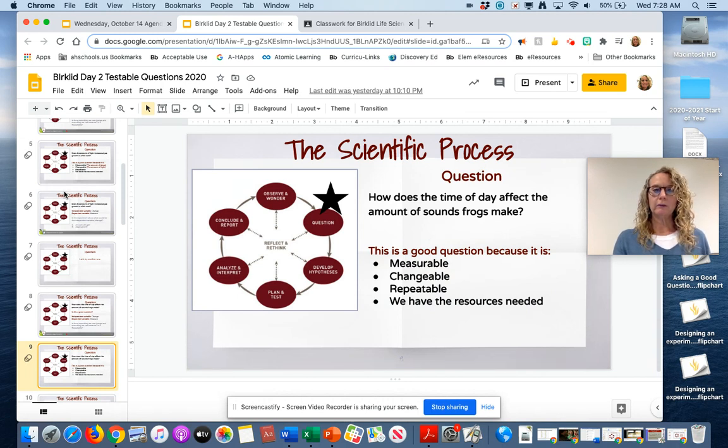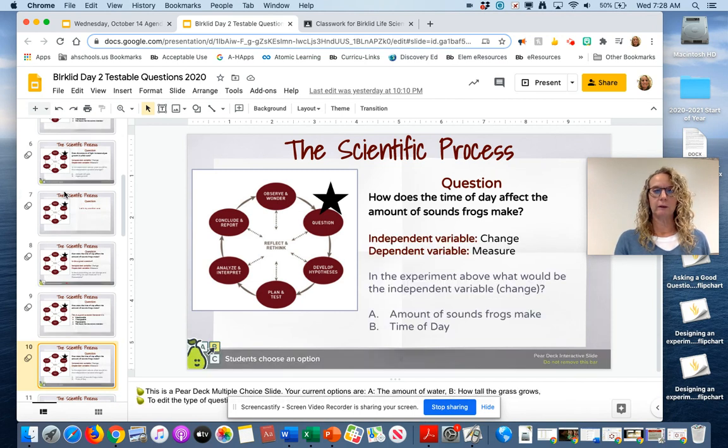This is a good question because it is measurable. We can change something, we can repeat this, and we have the resources we need, or we could find the resources we need. So in this question it says, in the experiment above, what would be the independent variable? What are we changing? Again, here we are changing B, the time of day. So we can affect which time of day we go and observe. We can't affect, personally, we can't tell the frogs to make more noise. We can change the time of day and see if that affects when they make more noise.